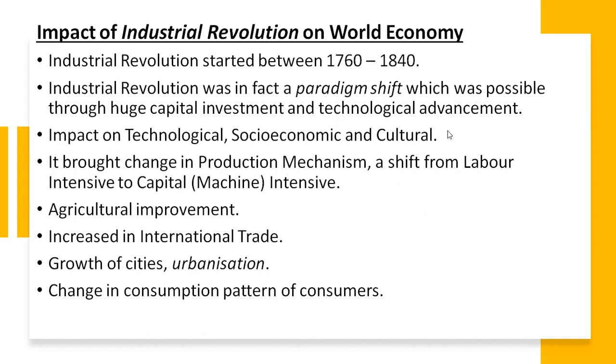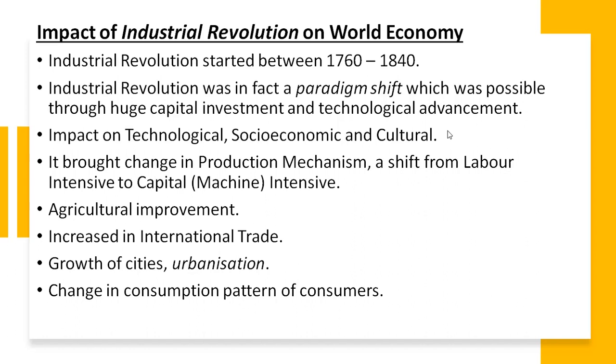And we also saw the change in consumption pattern of consumers. Before this industrial revolution, they used to consume those items which were handmade: handmade clothes, handmade other items, handmade food items. But after the technological advancement, or after the industrial revolution, they changed their consumption pattern from handmade to machine made items. Machine made clothes, machine made food items. So this is how the consumption pattern was changed.